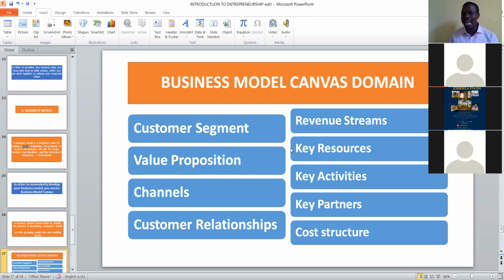It always starts with the customer. And you can't understand your customer segment without understanding their problems. If you can answer the questions I'm going to be asking, go and think through them and answer them. It will help you to develop your business model canvas. Who are your customers? Where are they located? What are their problems? What are their current pain points in the industry? What solution are they looking for?